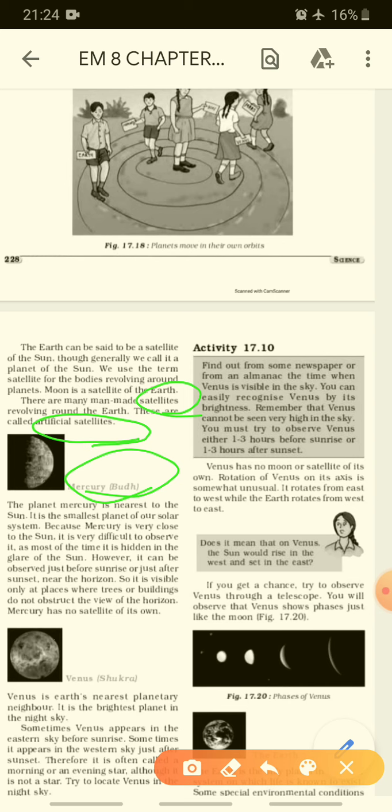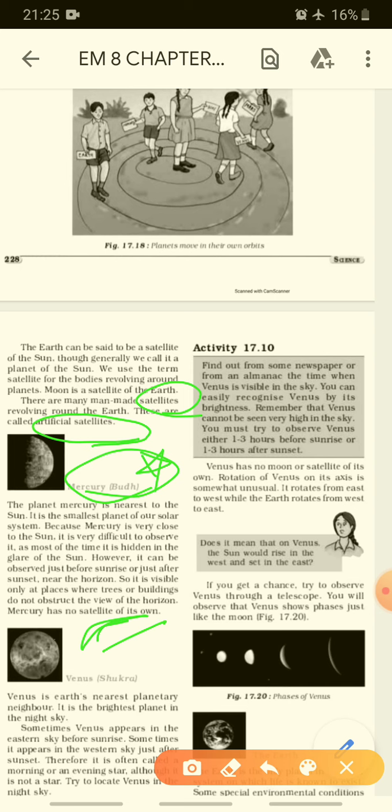However, it can be observed before sunrise or after sunset near the horizon. However, it is visible only at places where trees or buildings do not obstruct the view of the horizon. Mercury has no satellite of its own.